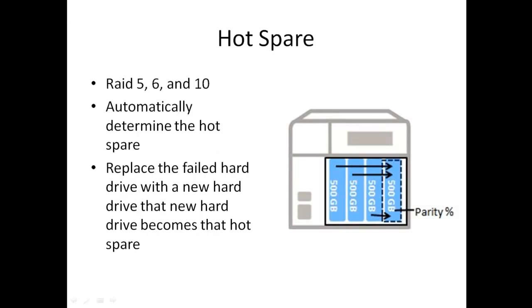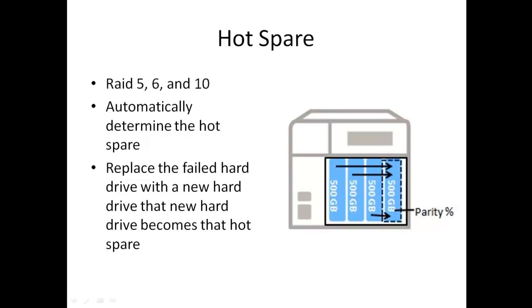RAID 5, 6, and 10 all have the hot spare capability. This is when if one hard drive fails, the spare will activate and it will have little or no interruption with the NAS. Your NAS will automatically determine the hot spare if you have more than enough hard drives for the RAID mode. For example, in a 4-bay NAS, if you have 4 hard drives and set up RAID 5 with 3 hard drives, your extra hard drive will automatically be the hot spare.